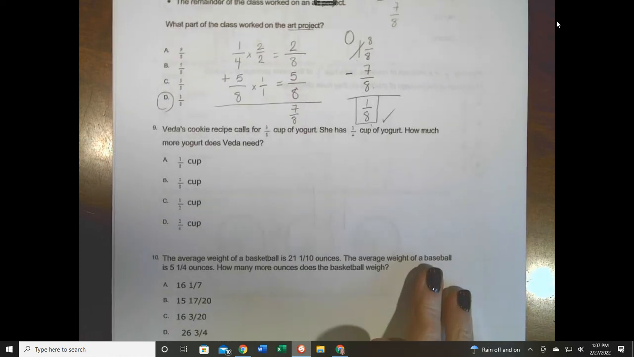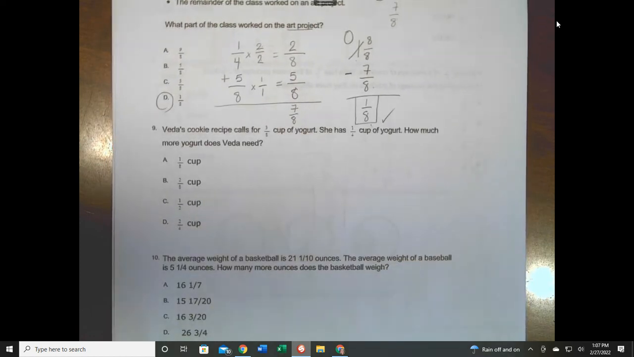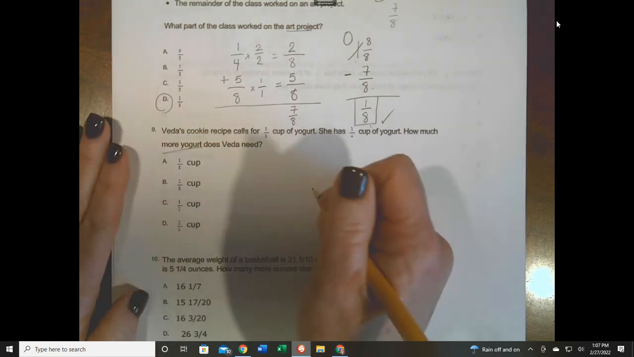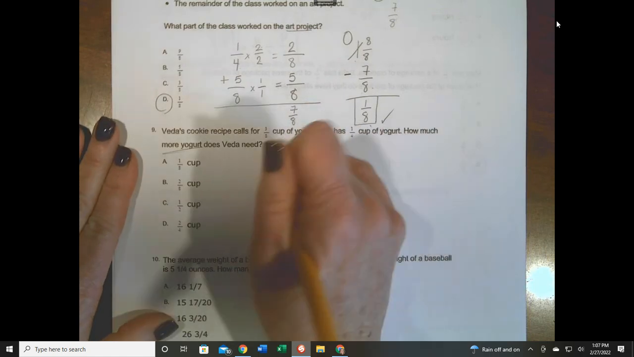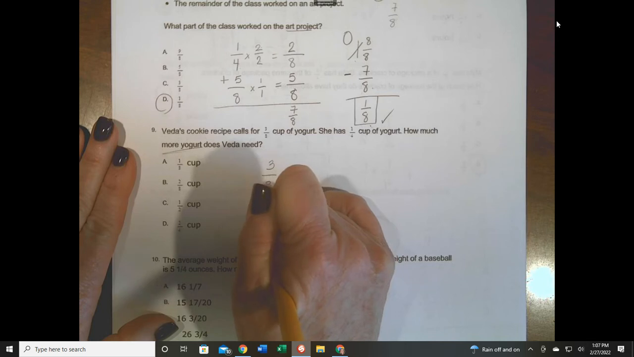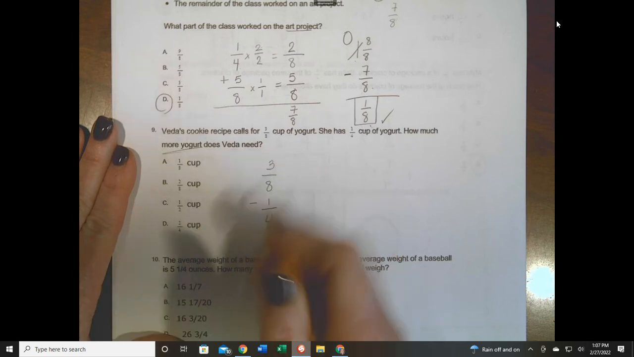All right, number 9. Veda's cookie recipe calls for 3/8 of a cup of yogurt. She has 1/4 of a cup of yogurt. How much more yogurt does Veda need? So how much more? So I take what she needs, which is 3/8. I know she doesn't have enough, so if I subtract her 1/4 of a cup that she has, it'll tell me how much she needs.